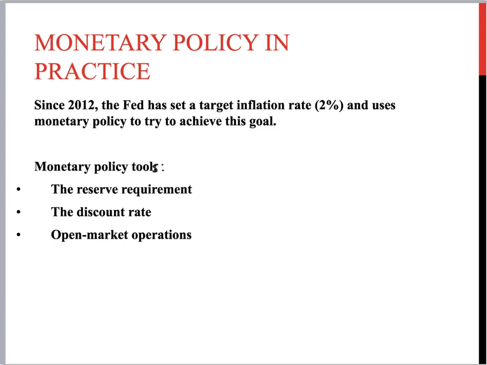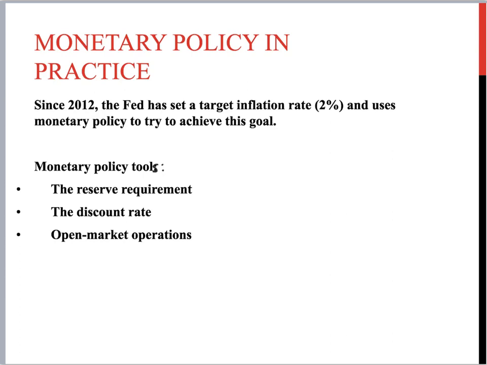Another thing the Federal Reserve can do is change the discount rate. The discount rate is the rate at which banks can borrow from the Fed. So if they're short on reserves, they can borrow money from the Federal Reserve. The last way, and the most common way that the Fed conducts monetary policy, is to use open market operations.